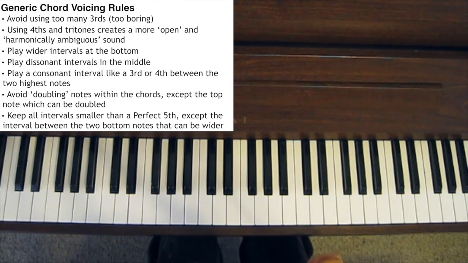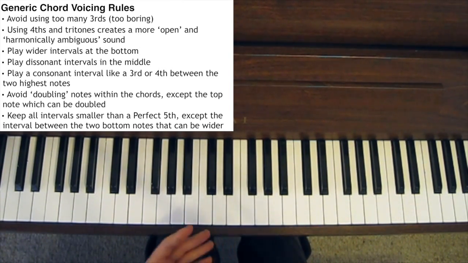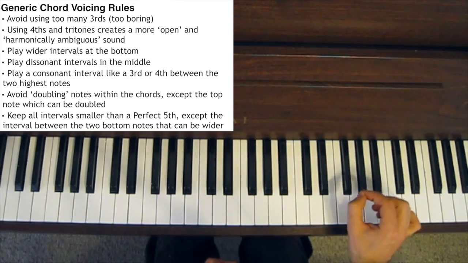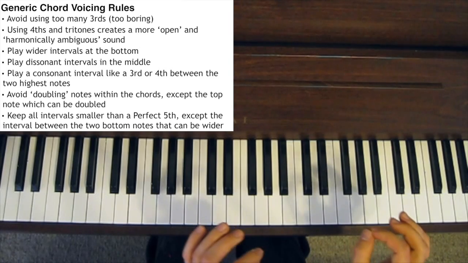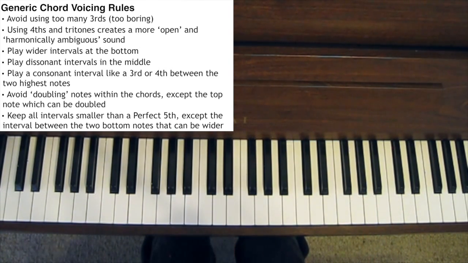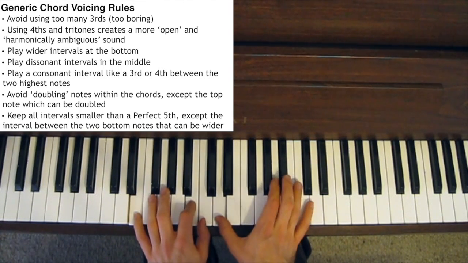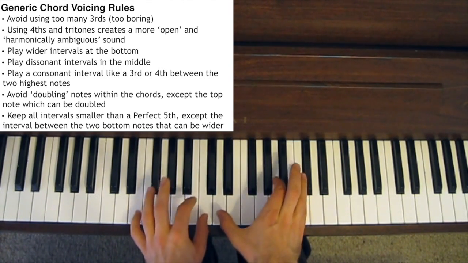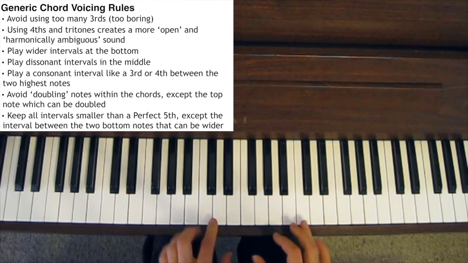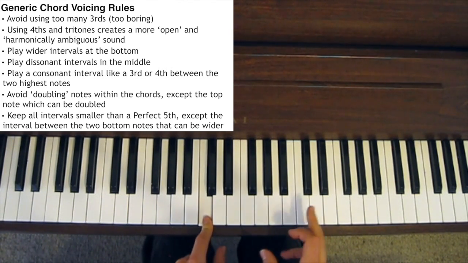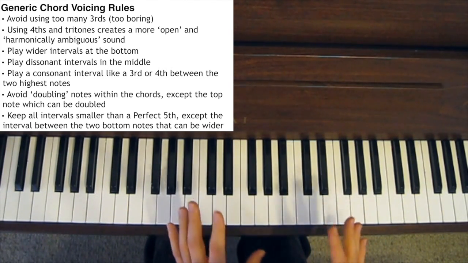And you should generally avoid doubling notes within a chord, as this makes the chord sound a little bit unbalanced. Except the top note of the chord, the soprano note, which can be doubled lower down. So for example, you could play a C major 13 as follows: E, B, C, D, A, C. So the C is doubled, but it's also the top note, so that's okay.